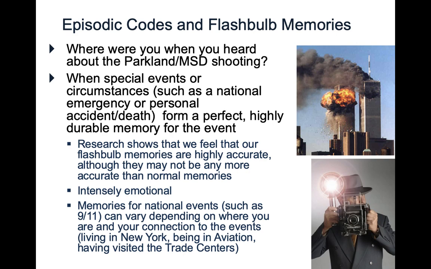There seems to be one of these in almost every generation, and they may change also depending on where you are. So, when there are special events or circumstances, such as a national emergency or a personal accident or death, so if you find out about the death of a grandparent or a parent, you can form what seems like a perfect and highly durable memory for the event. But research shows that while we feel our flashbulb memories are very accurate, they're not any more accurate than our normal memories are. But they are intensely emotional, which gives them this flashbulb-like quality. It's like a big flash going off, like grabbing that moment and holding on to it.